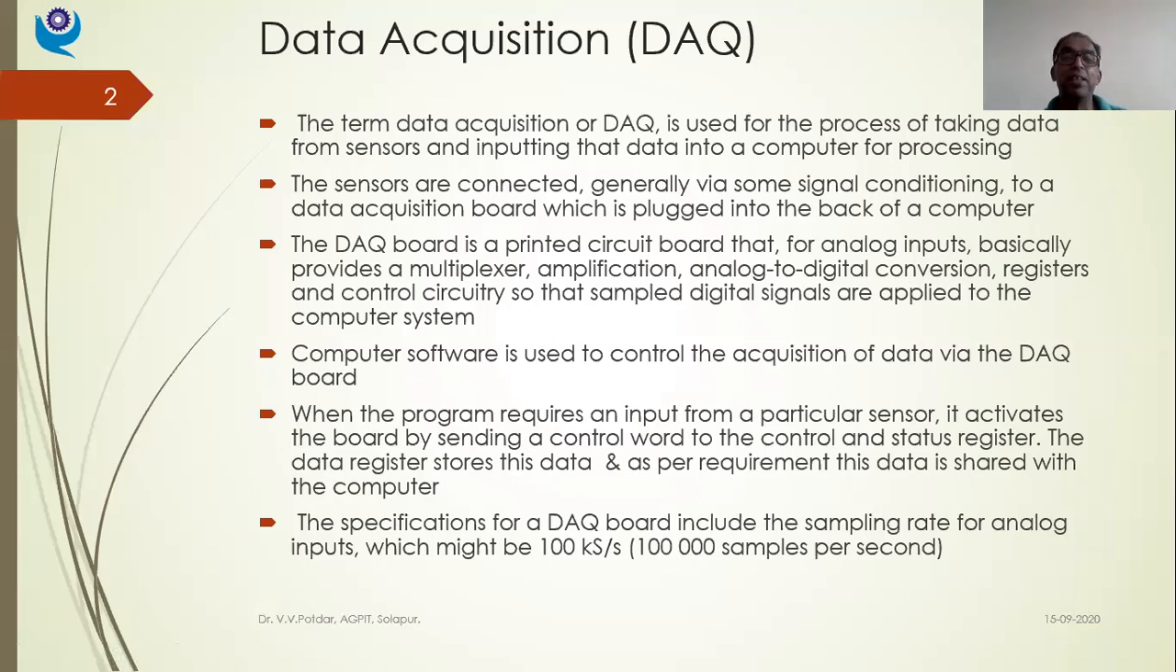The data register stores this data, and as per requirement, this data is shared with the computer. The specifications for a DAQ board include the sampling rate for analog inputs, which might be 100 kilo samples per second. So 1 lakh samples per second it can receive. So at such a faster rate, the DAQ board can receive the data. So this is how my DAQ works.